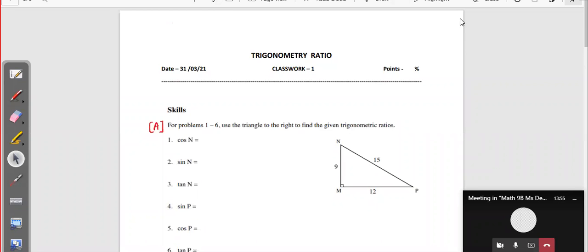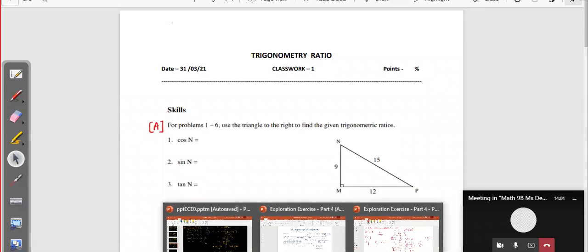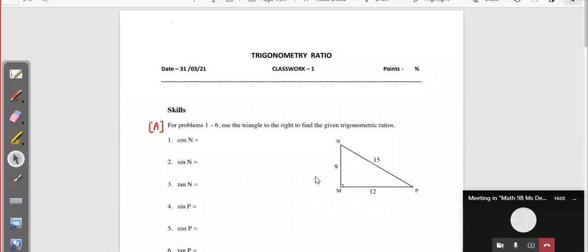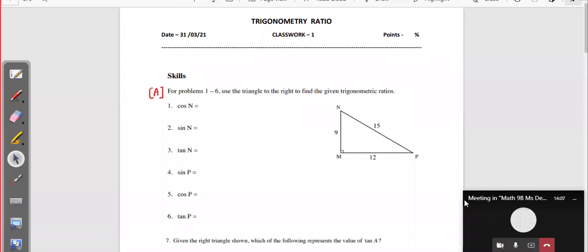This is the worksheet I had given you yesterday in the class to complete. So let's solve one by one, and if you have any doubt, it will be clear. So first question is you have to find cos of n.